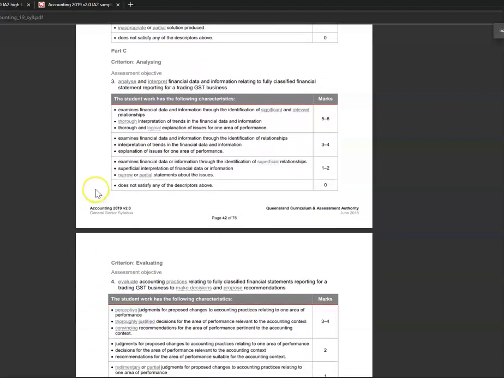I'll let you continue looking at the criteria yourself. For all the IAs, the criteria is the same all the time. We don't change that.